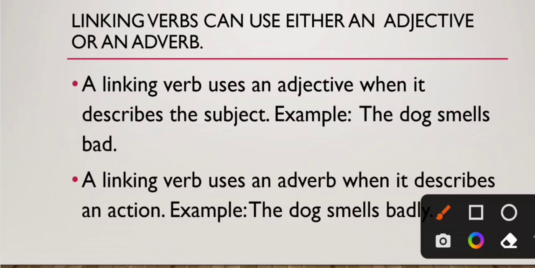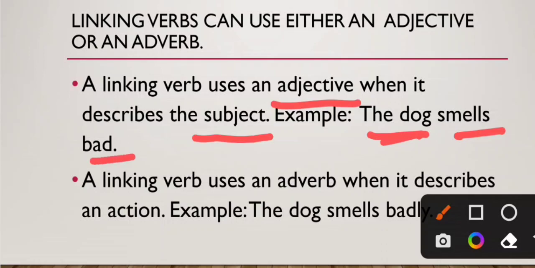Linking verbs can use either an adjective or an adverb. How? A linking verb uses an adjective when it describes the subject. For example, smell is a linking verb. The dog smells bad. Now here smells is describing the dog. How does the dog smell? Bad. Okay. And we use an adjective here. After smell, the adjective bad is used.